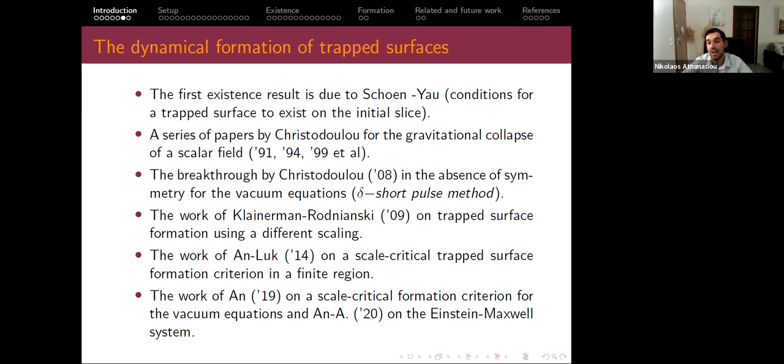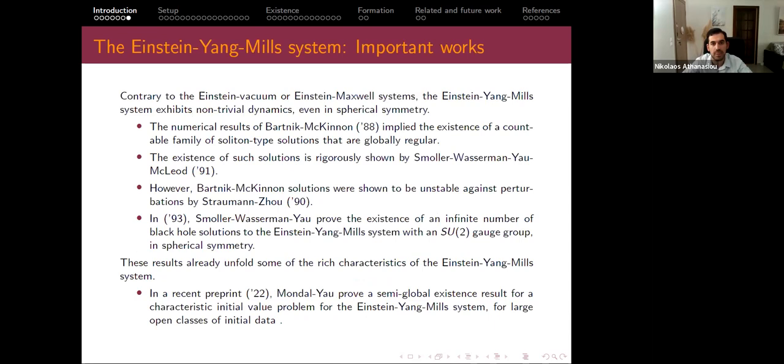Okay. Now, let me spend a few minutes discussing a little bit about the Einstein-Yang-Mills system. And let me say from the get-go that, in opposition to the Einstein vacuum and the Einstein-Maxwell systems, the Einstein-Yang-Mills system has exhibited non-trivial dynamics, even in spherical symmetry.